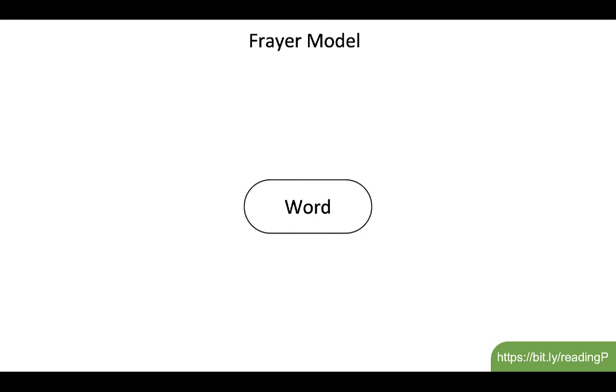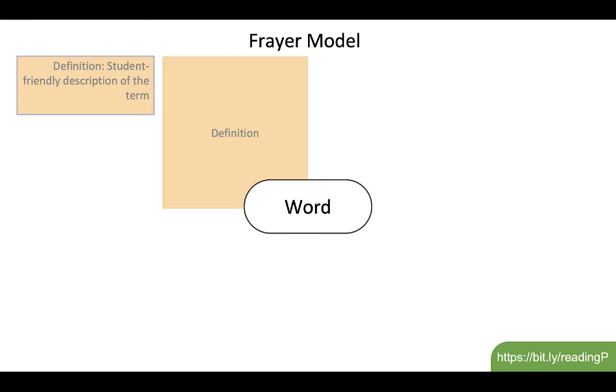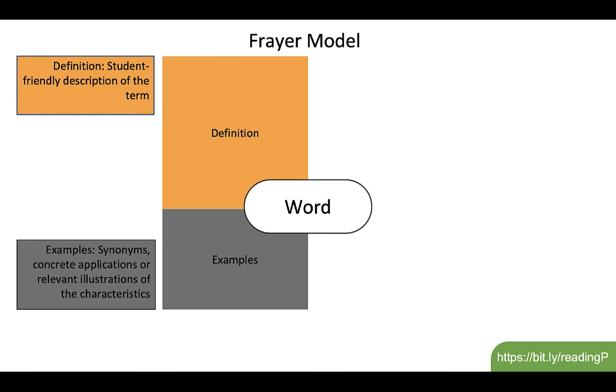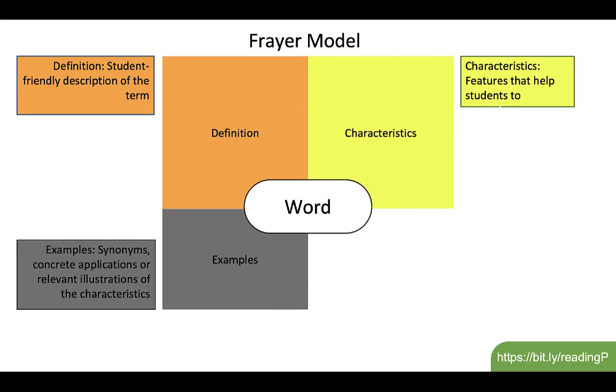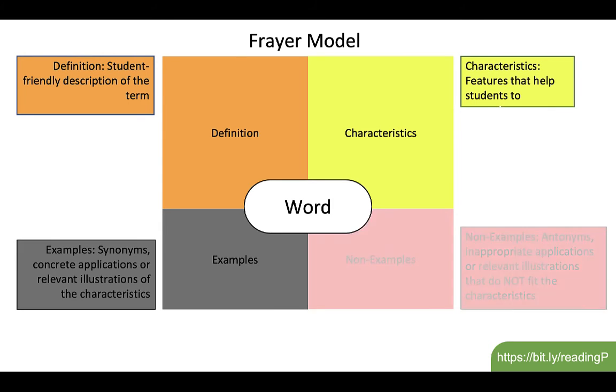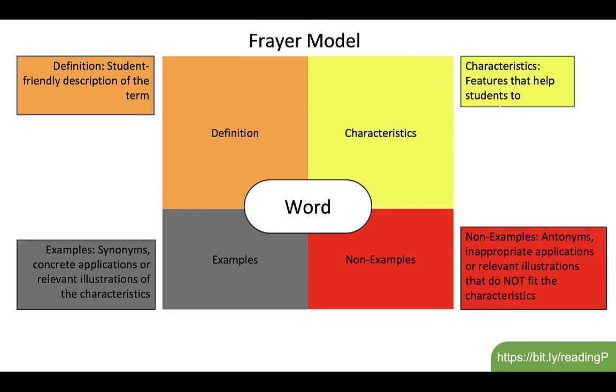The Frayer model. I love the Frayer model because it's easy for any teacher to pick up. So you have a word, the definition, you have some examples, you have characteristics, features that help the students to use it, and then non-examples, antonyms, opposites, inappropriate applications, irrelevant illustrations that do not fit the characteristics.